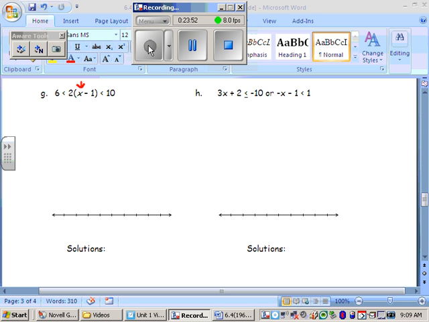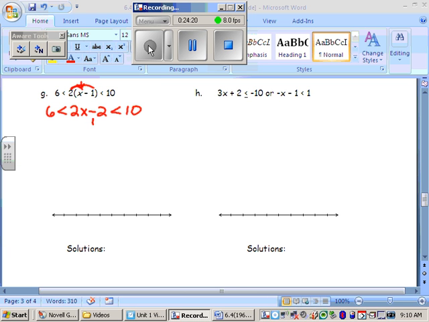Hopefully you recognize that you have a 2 outside parentheses, which tells you to distribute the 2. So let's drop down the 6 and the less than sign and distribute the 2. So in the middle, we will have 2x minus 2. Then we will drop down less than 10. Now we need to isolate the x in the middle. So remember, whatever you do to both sides of the inequality symbols, both on the left and the right.